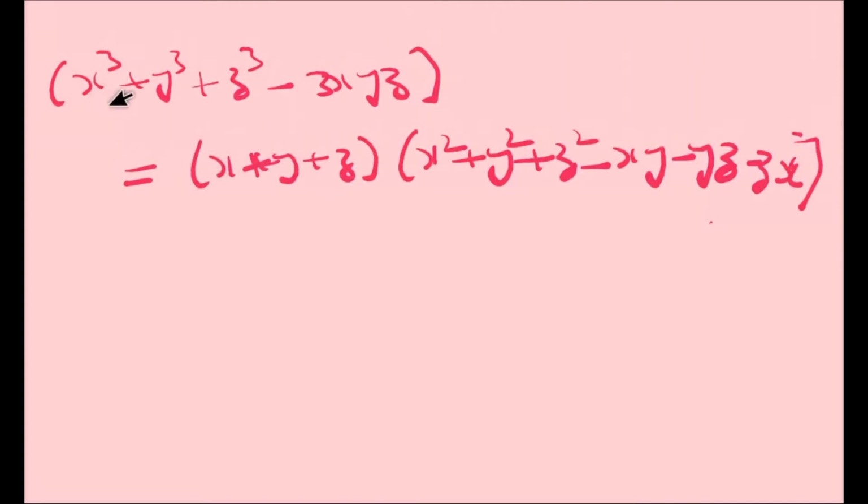Learn this formula: x cube plus y cube plus z cube minus 3xyz is equal to x plus y plus z. This is a prime factor. x square plus y square plus z square minus xy minus yz minus zx. Now this you have to learn.